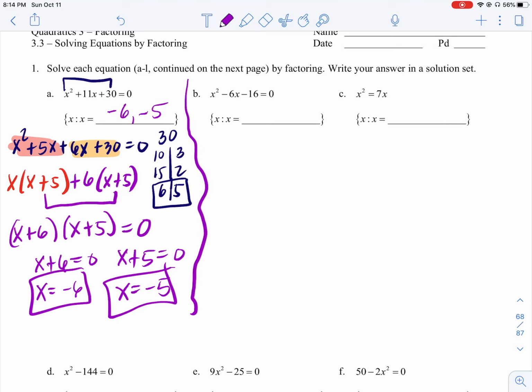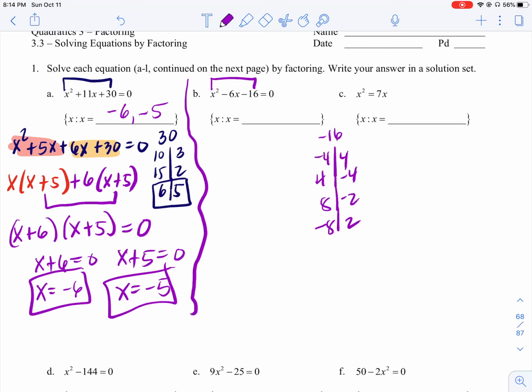We have x squared minus 6x minus 16. What's common between all of these numbers? I don't think there's anything common. So let's move on to a times c. So that is negative 16. What will give us negative 16 when multiplied, and will give us negative 6 when added? So negative 16 would be 4 and 4, 4 and negative 4, 8 and negative 2, negative 8 and 2.